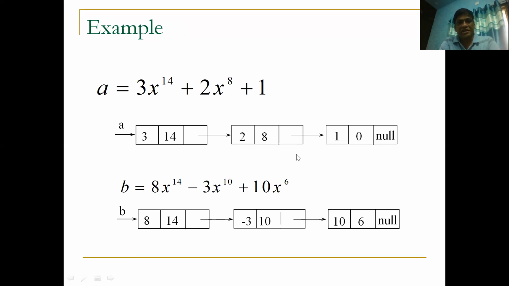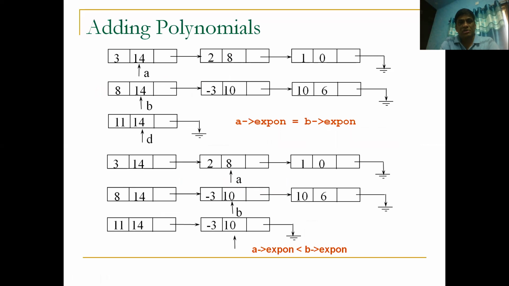And you can see the theoretical view of linked list representation of both these polynomials. Okay, so this has 3 and 14 in the first term, 2 and 8 in the second term, 1 and 0 in the third term, and it is linked to null. And this one has 8 and 14, minus 3 and 10. You need to write the coefficient's sign also, so minus 3, negative or positive, you need to write, and 10. And the last term is 10 and 6 connected to null. Okay, so these are the two polynomials I'm assuming.